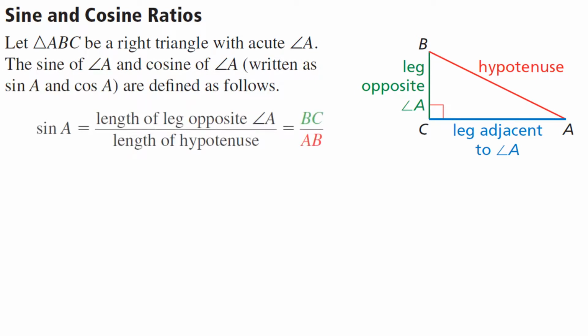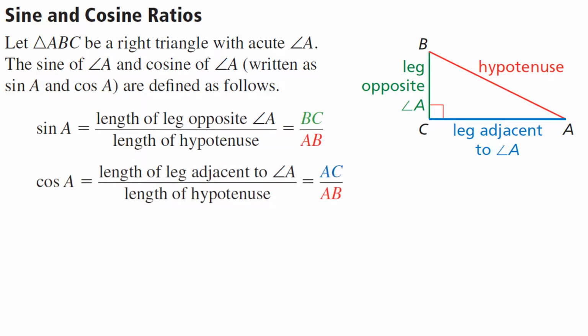Sine is abbreviated SIN. Cosine is abbreviated COS. Whenever I want to find the sine of an angle, I always use opposite over hypotenuse. If I want to find the cosine of an angle, the ratio will be adjacent over hypotenuse. That's why sine and cosine get introduced in the same lesson, because they both use the hypotenuse. But sine uses opposite, cosine uses adjacent.